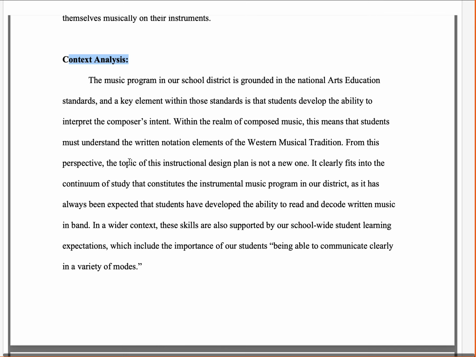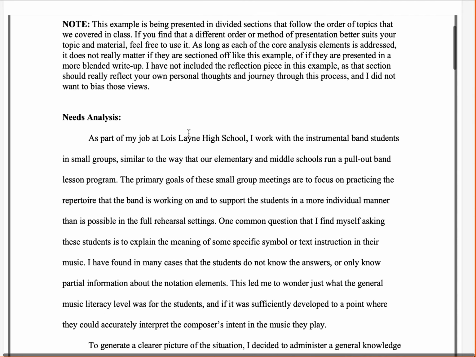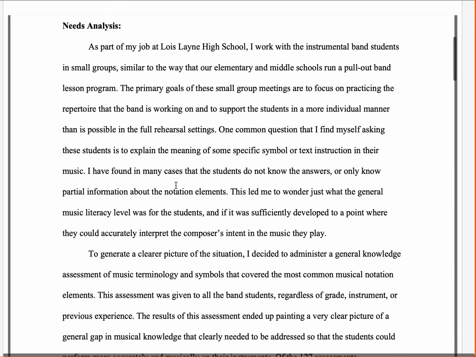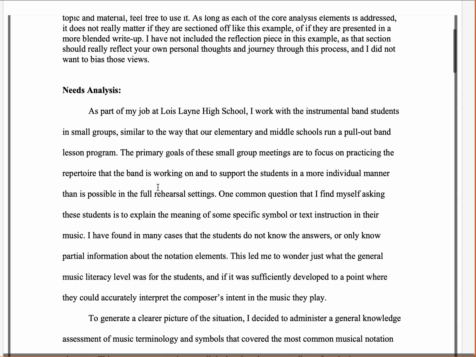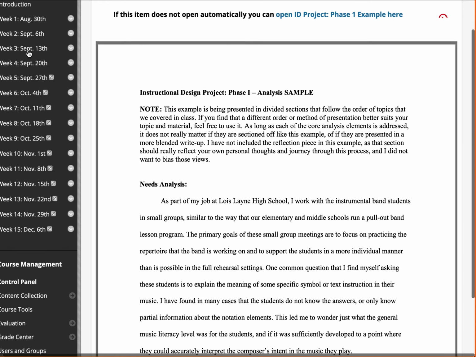But in this case, because it's our first phase, I wanted to give you at least an idea of what one version of this phase 1 might look like, so that you have that as a reference point. But within that, if your particular subject or the information you've gathered organizes itself better in a different way, then by all means feel free to do so. So that document is actually in week 3 from last week.